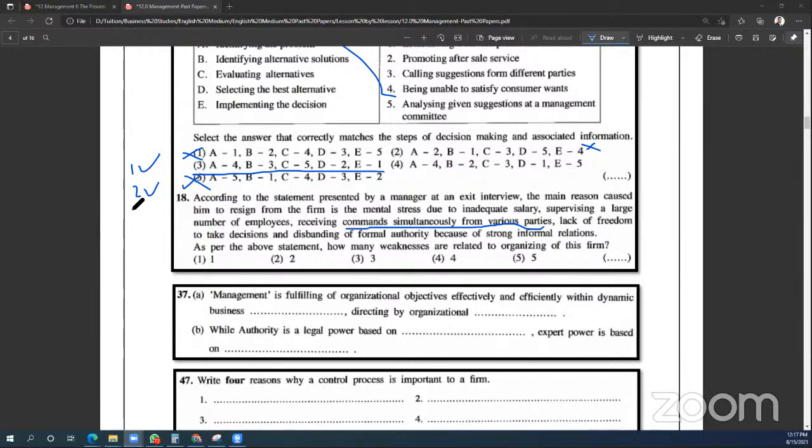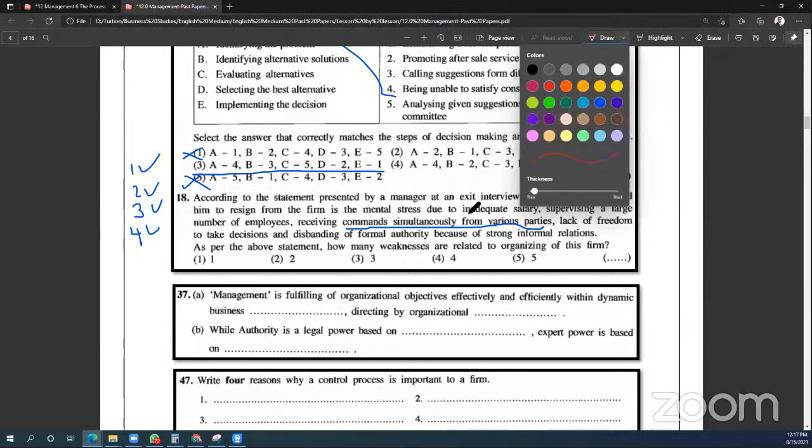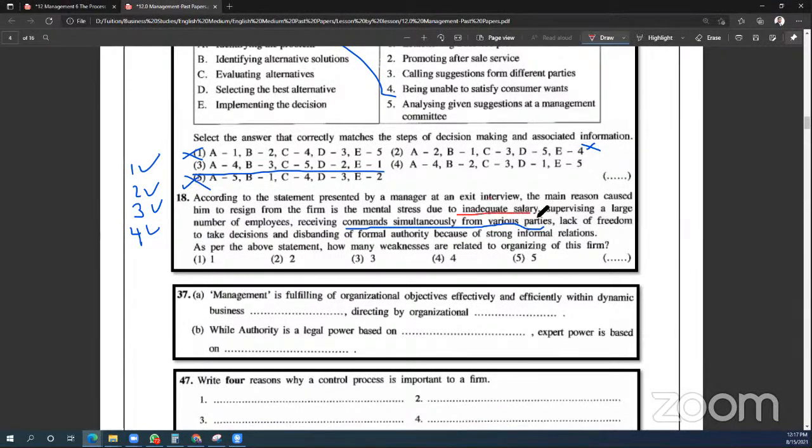Number 3. And disbanding the formal authority, because there is hardly any strong formal authority, right? All of this happens informally. Then here is number 4. But remember, you cannot consider inadequate salary, right? Most of the time we cannot correctly identify this as an organizing principle. It's a number of weaknesses, I would say.